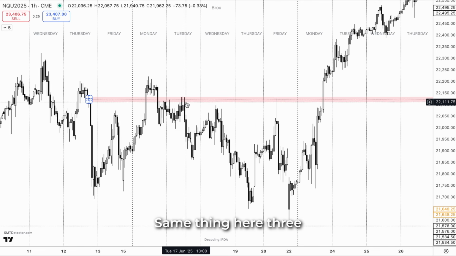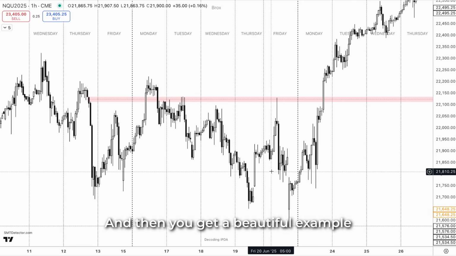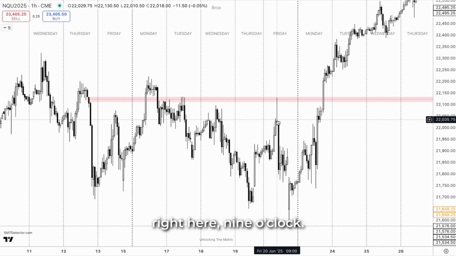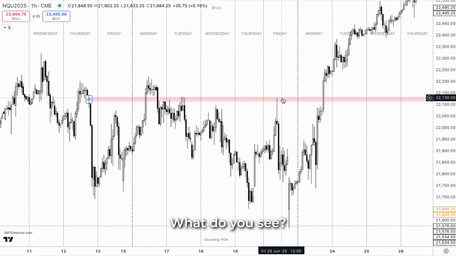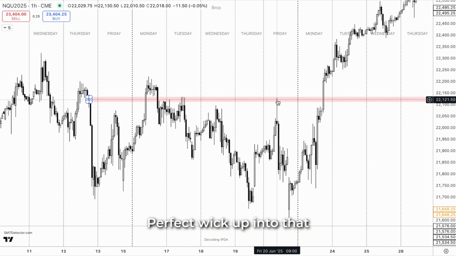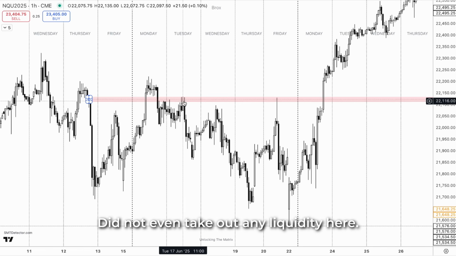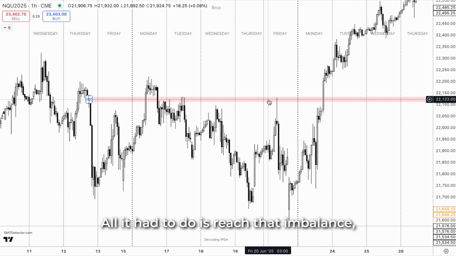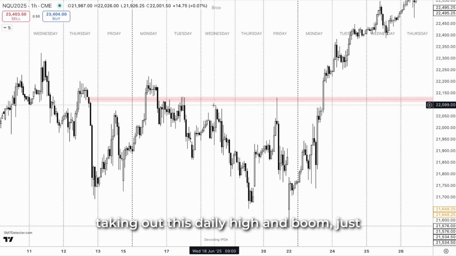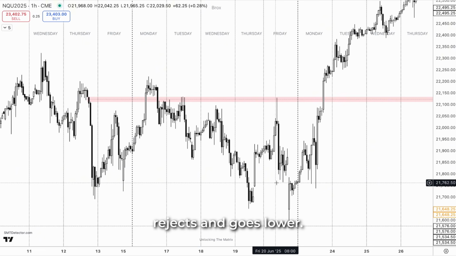Same thing here, 3 times, does not displace. And then you get a beautiful example right here, 9 o'clock. What do you see? Perfect wick up into that imbalance on the left side. Did not even take out any liquidity here. All it had to do was reach that imbalance, taking out this daily high, and boom, just rejects and goes lower.